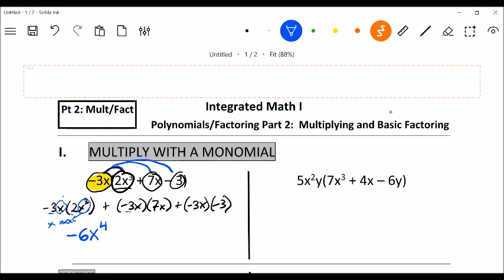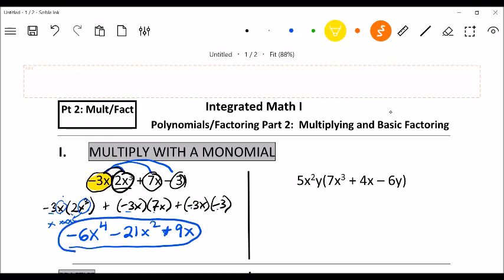Then on the next one, we have a negative 3 and a 7, which multiplies to a negative 21. And we have only 2 x's. So x times x is x squared. And on the last one, we have a negative times a negative. So that'll be a positive. 3 times 3 is 9. And then just one single x. And therefore, we have this result. And all we did is we multiplied the outside number into it.